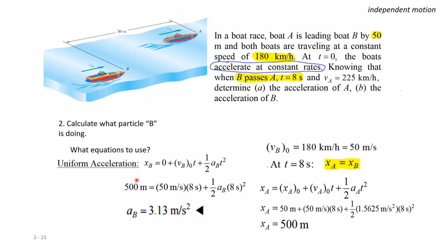So after B has traveled 500 meters, we start at 0. Here's the initial velocity of B, 8 seconds out. The only thing we don't know in this equation is our acceleration. So now we can solve for the acceleration of B. So that's how you do the independent motion. Look at just one little piece of it, figure out what one piece is doing. Then you look at the other little piece, figure out what that other little piece is doing. And then you start comparing one to the other. When do these guys have the same position?